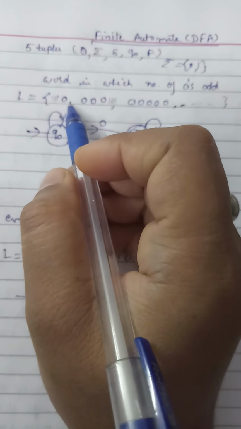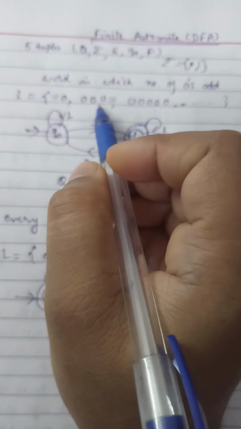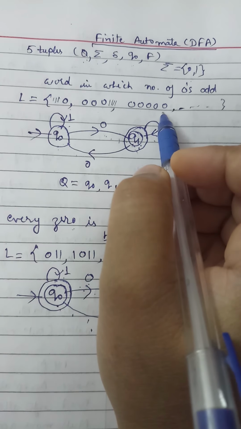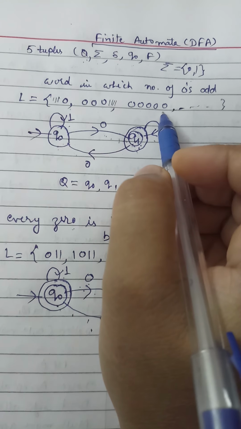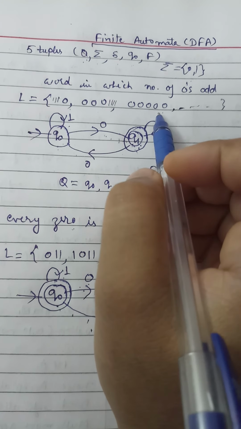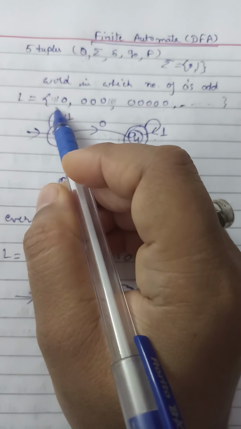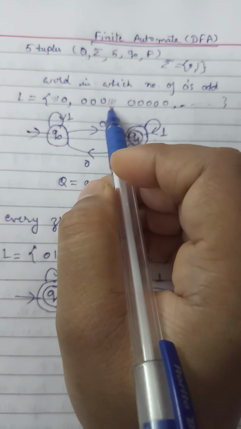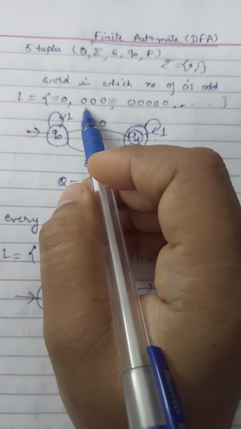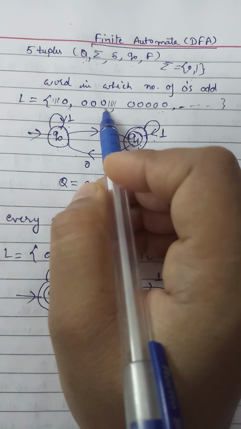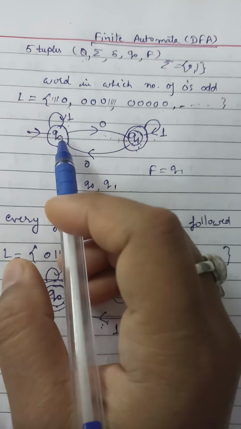In the language we have either 0 or 000 or 00000 and so on, because the number of zeros should be odd. Any number of 1s can be before 0, any number of 1s can be after 0, or in between the zeros any number of ones can be there. So how can we draw it?